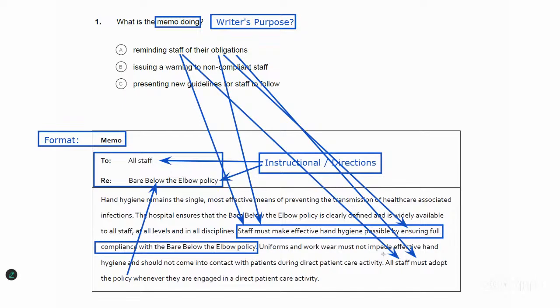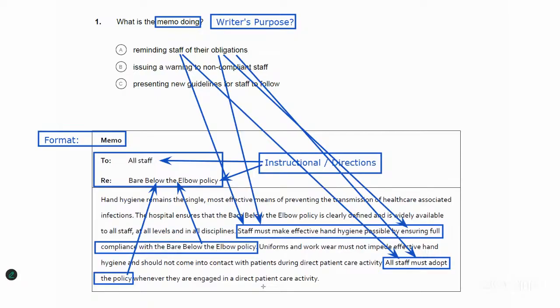Next one, all staff must adopt the policy. So try to understand here again. This also, bare below the elbow policy is here. In both the points you can see, staff, obligations, must ensure, must adopt. Obligations means must. The policy, bare below the elbow policy. You see here now. It's very, very clear. So reminding staff of their obligation.